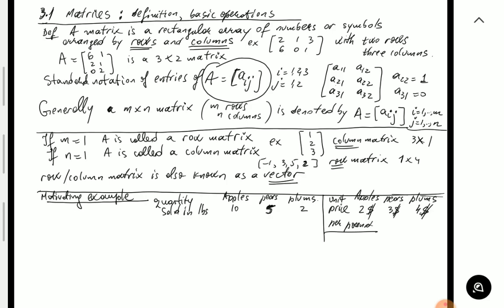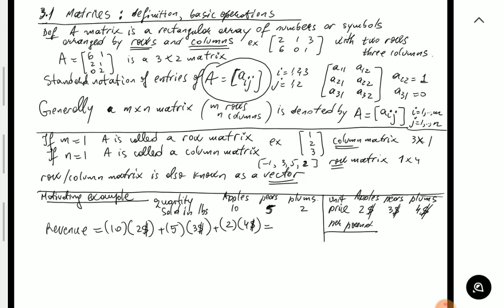So if someone wants to compute the revenue, it shouldn't be too difficult to understand that this is a summation of products between the quantity for each product and the unit price. 10 pounds of apples times $2 per pound, plus 5 pounds of pears times the unit price, $3, and then plus 2 pounds times $4, the unit price for plums.